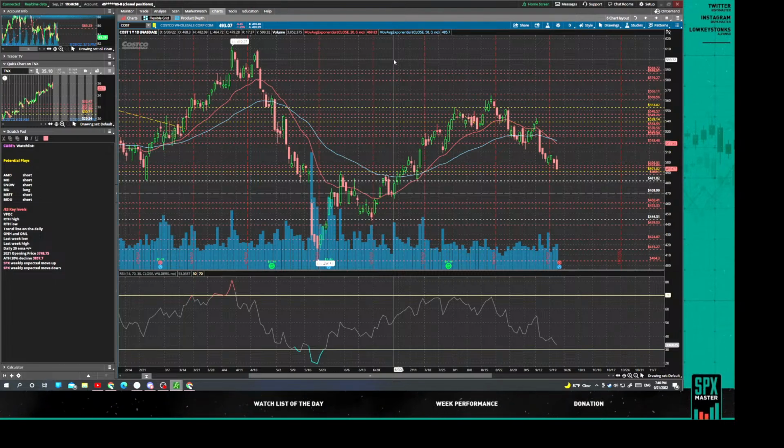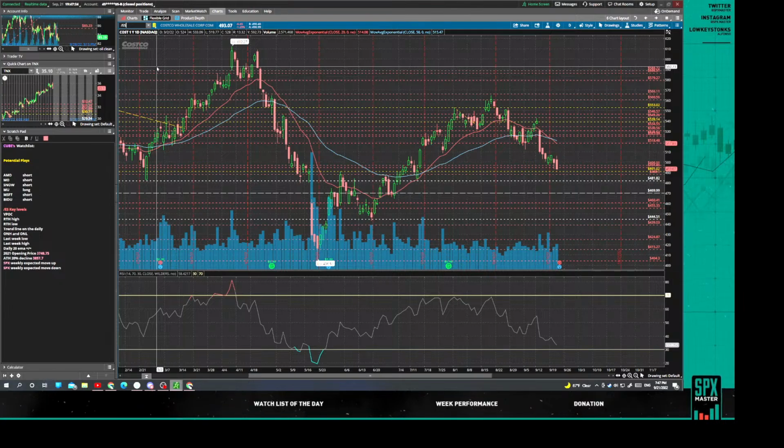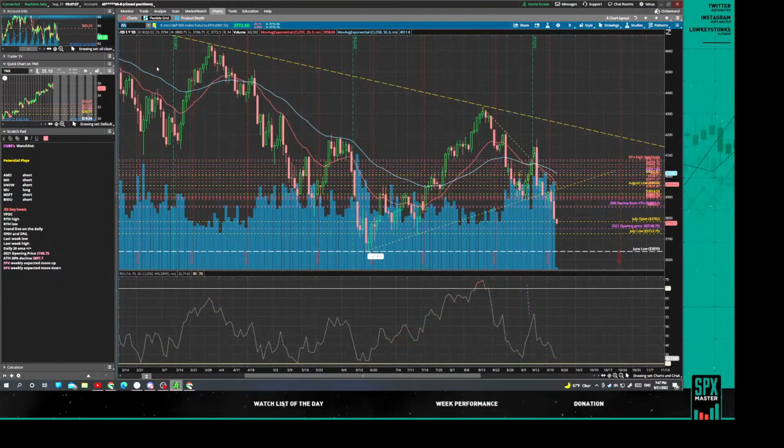You have to have some iron balls, and I ignore a lot of the intraday price action and just focus on the big candles. 37.11. All right, that's all I have, guys. Let's see what tomorrow brings, guys.